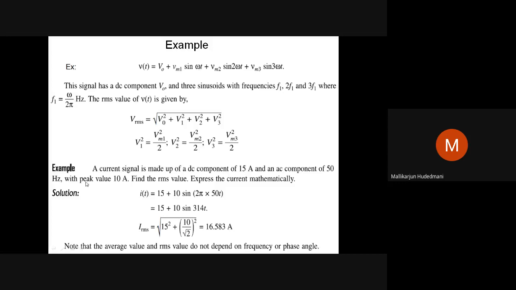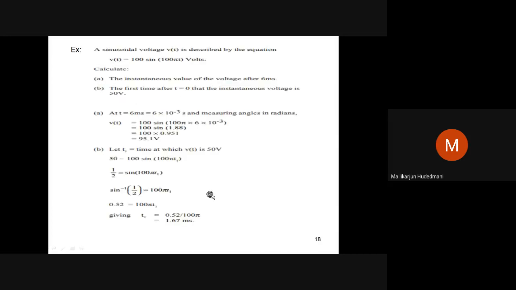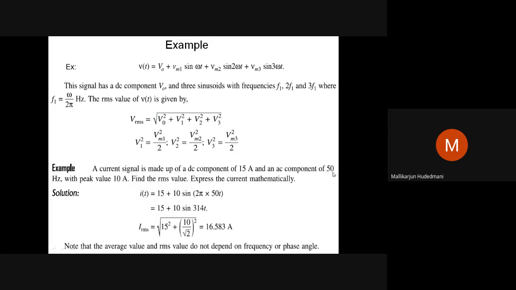In this, what is the peak of the current here? Peak value is 10. That is 10 sine, and inside the bracket, omega t. What is omega? 2 pi f. F is the frequency of the wave. What is the frequency of the wave here? 50. So it is 10 sine 2 pi into 50 into t. This is the expression for the current which has a DC component as well as an AC component of 50 hertz and a 10 ampere peak. Now this is your standard value. When I solve it, it becomes 15 plus 10 sine 314t.